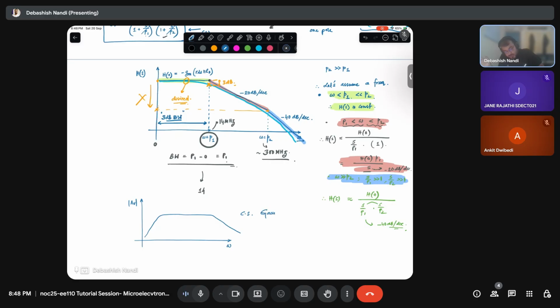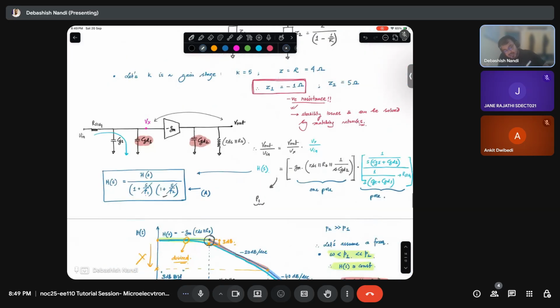Common source gain bandwidth plot. So we have seen the origin of this. This is nothing but your this. Why is it coming? It is coming from your CGS and CGD. If your CGD can be ignored, then my Miller effect can be ignored. Then I do not have this another pole.